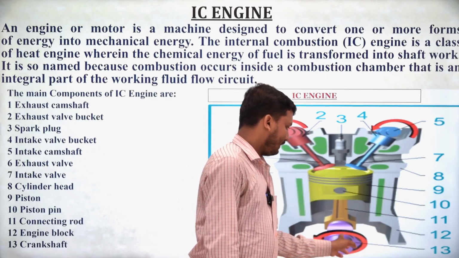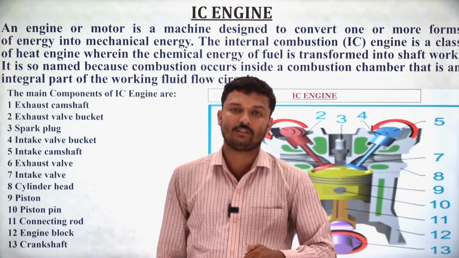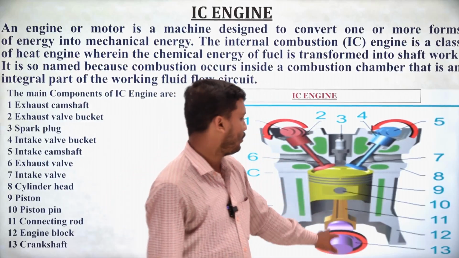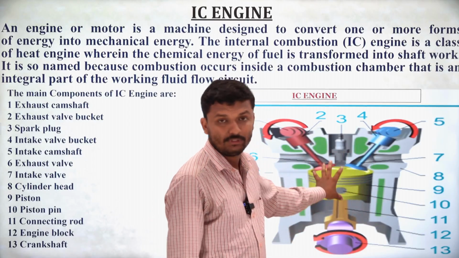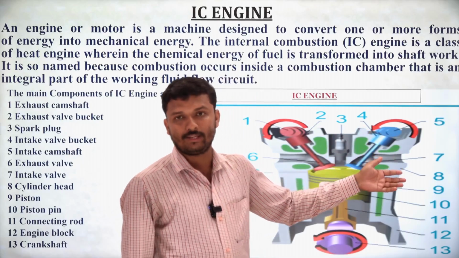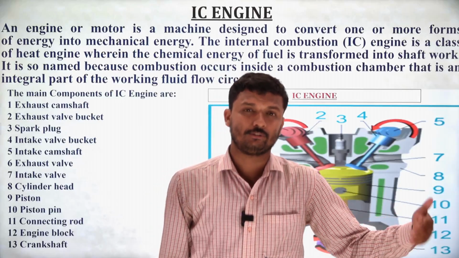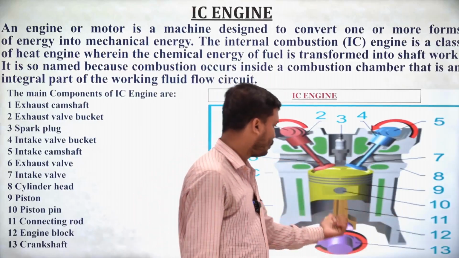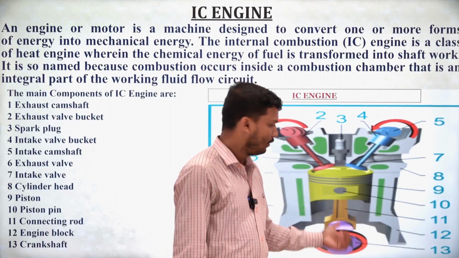Then number 13 is the crankshaft. The crankshaft is the last part of the engine, where the power is transmitted to the wheels from the engine. The power developed in the engine is transmitted to the vehicle, whether four-wheel drive or two-wheel drive, to the rear side by means of this crankshaft. It is the last part of the engine through which the power is transmitted.